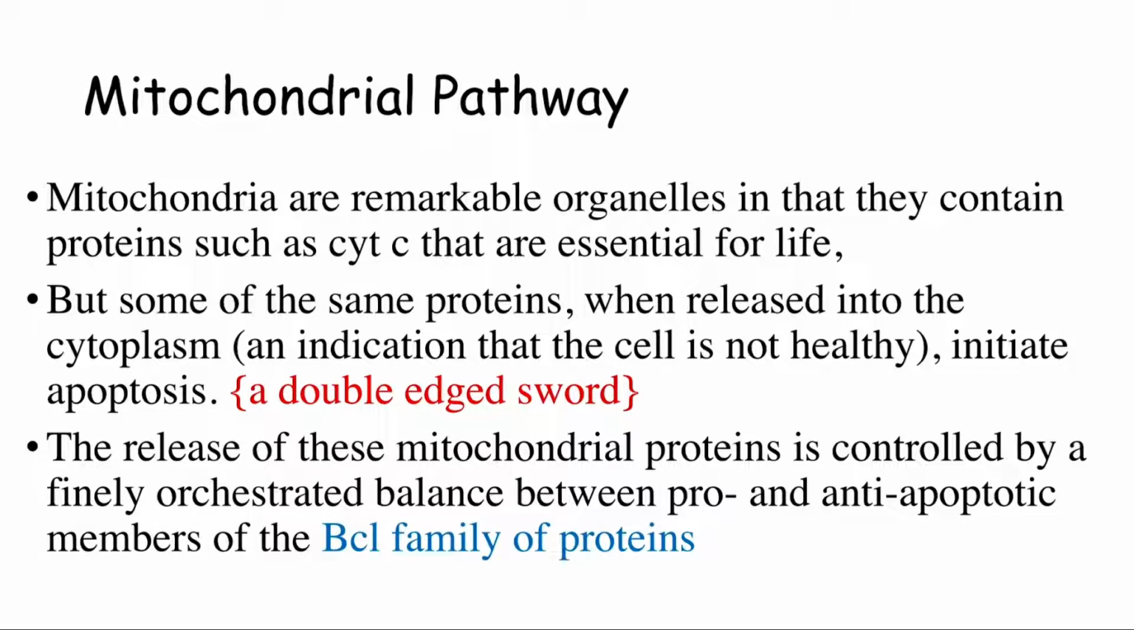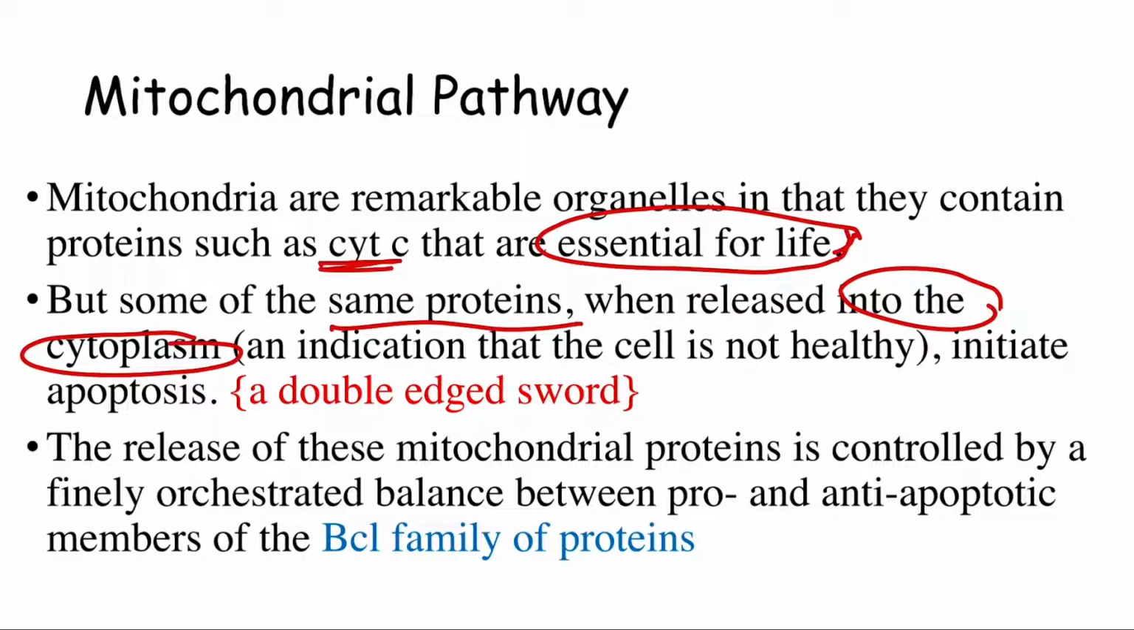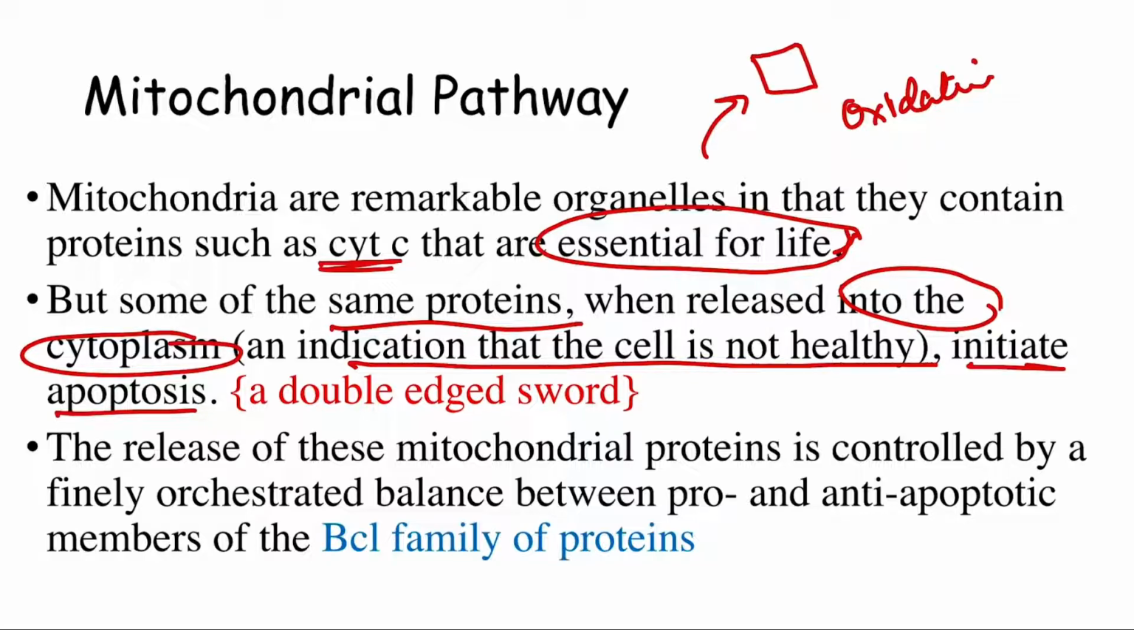So the mitochondrial pathway. We all know that mitochondria are remarkable organelles. They contain proteins like cytochrome C that is essential for life, but at the same time cytochrome C acts as a double-edged sword. We know why it's essential for life, because it participates in a very important pathway, that is respiration. Basically this is the one that is helpful for our body, but some of the same proteins, when released into the cytoplasm, mean the cell is not healthy. In those cases, it initiates apoptosis. So rather than participating in oxidative phosphorylation, as it enters the cytoplasm, it causes apoptosis.